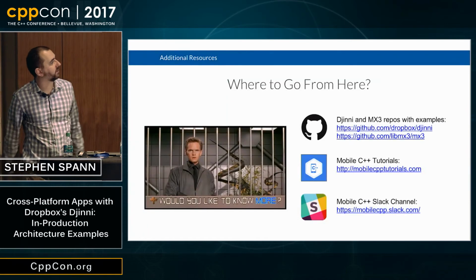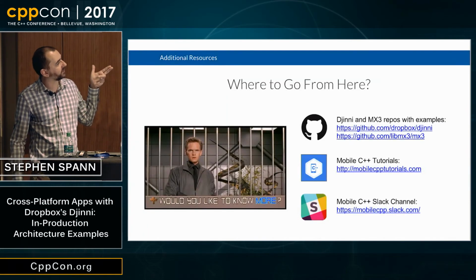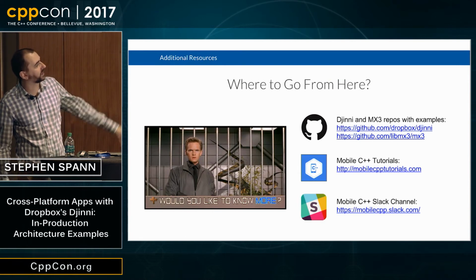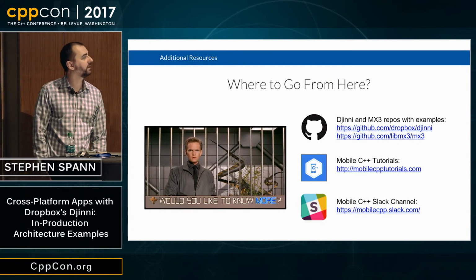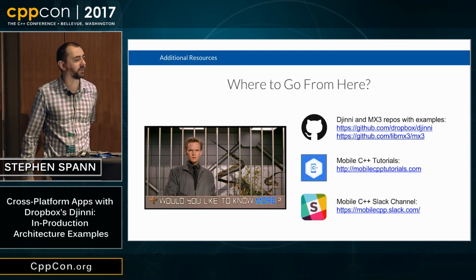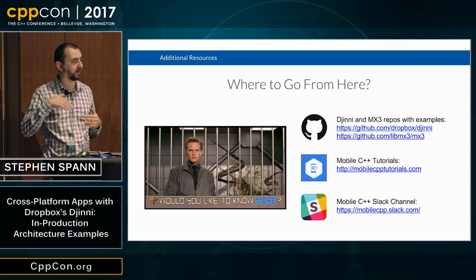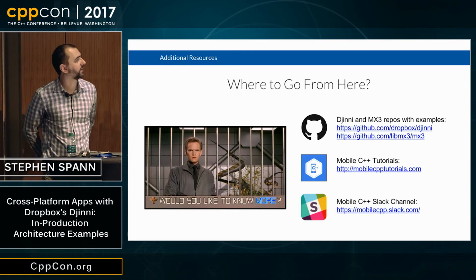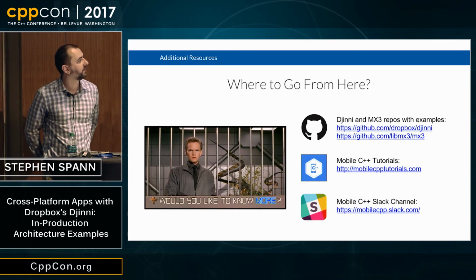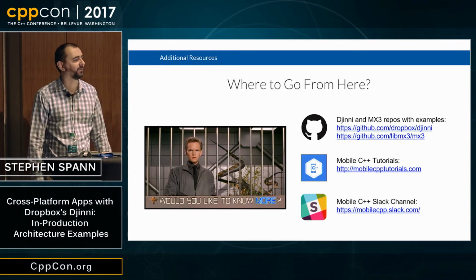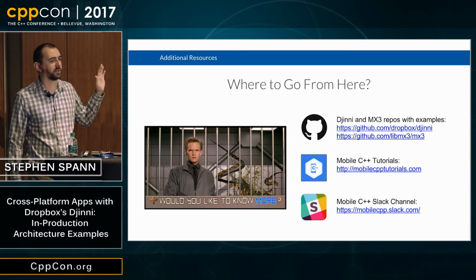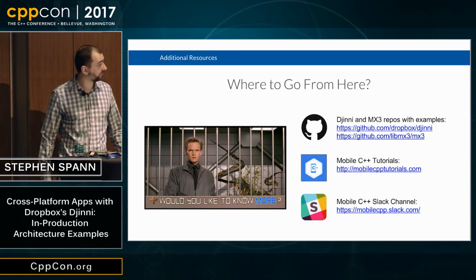So other links. There are 2 GitHub repositories up there. There's the official Djinni one, and there's also this project called MX3. It's a little out of date at this point, but it does have some pretty good examples of that listener architecture I was talking about, and good practices in general. A lot of what you saw today was based on that repository.